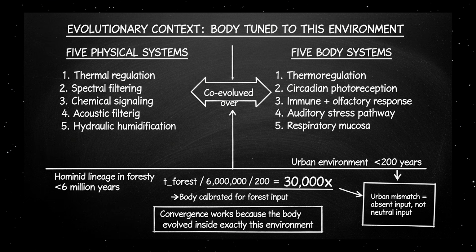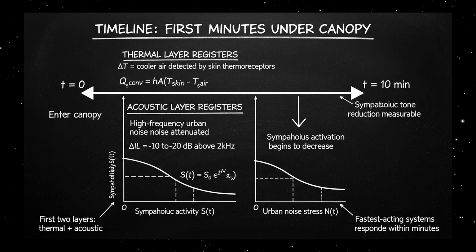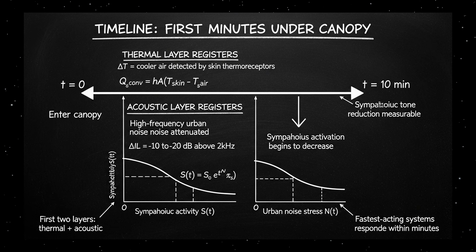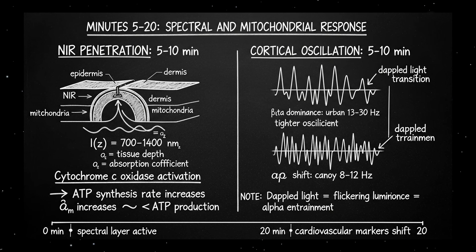Convergence has a timeline you can track in your own body. In the first minutes, the thermal and acoustic layers register. The body detects the cooler air and the filtered sound environment, and the sympathetic activation that urban heat and noise maintained begins to decrease. Within 5 to 10 minutes, the spectral layer takes hold. Near-infrared reaching the skin stimulates mitochondrial activity. The dappled light shifts cortical oscillations toward alpha dominance.